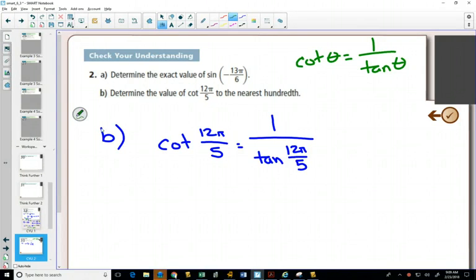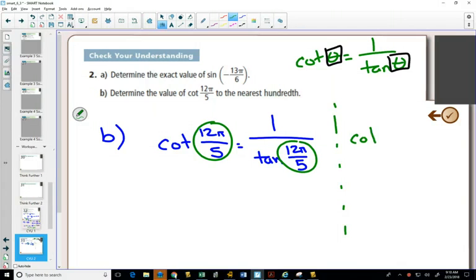And I really want you to notice that whenever you have an angle, the angle doesn't change. Okay? So I don't write 5 over 12 pi. I don't ever do the reciprocal of the angle because the angle that's here is the same angle that's there according to our formula. This can get confusing because we have done reciprocals in the past.